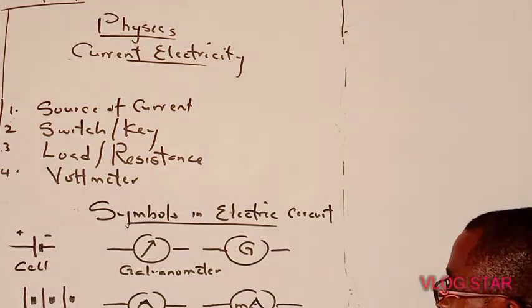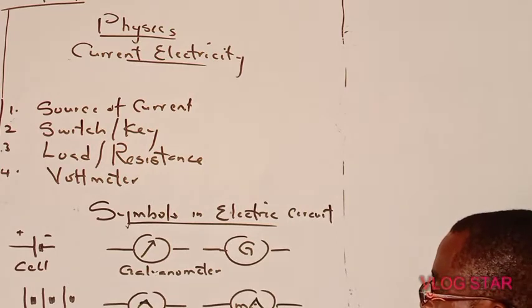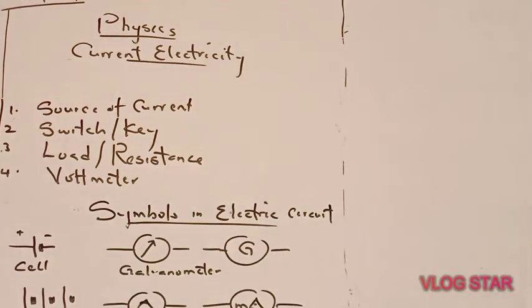Of course, if you add this, it is voltmeter. Now, if you add this like this, this is transformer. Now, if you add this like this, this is called bulb or load, bulb or filament lamp.